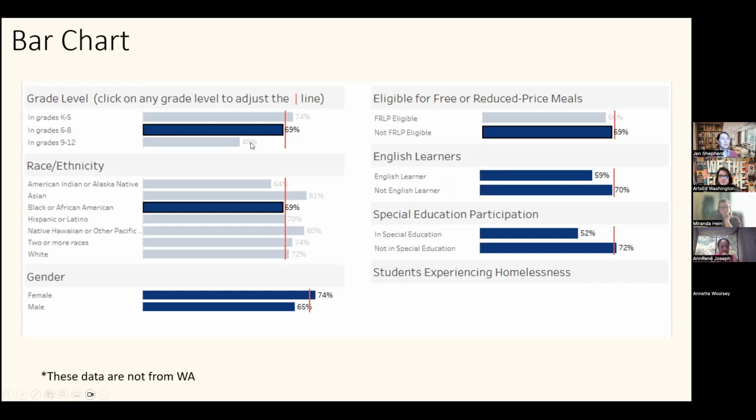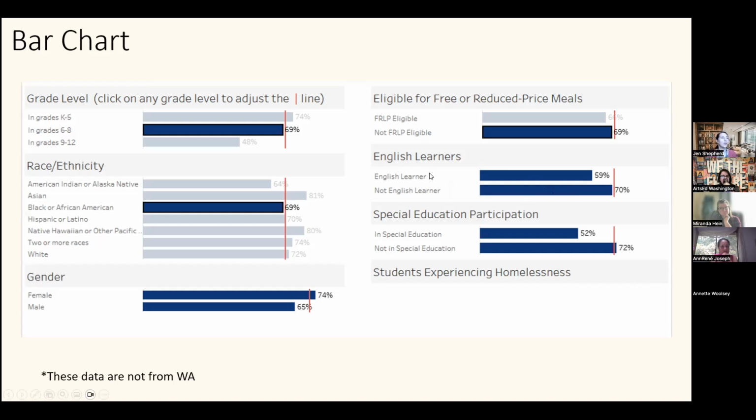And what we're able to do is pick different characteristics. In this case, I selected 6th through 8th graders. You can tell because that bar is darker. I've selected Black or African-American students. I've selected students who are not eligible for free or reduced price lunch. So we know those 3 things about these students. And then you can see what does that look like for that subgroup of students on these other characteristics.